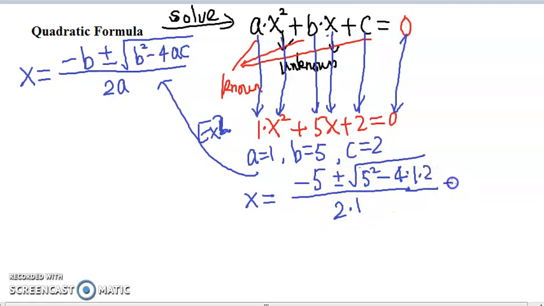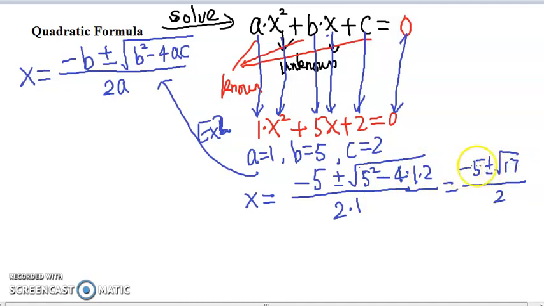But we need to simplify this. So the bottom, 2 times 1 is just 2. But on the top, there's a negative 5 plus or minus. Under the square root, we have 5 squared, 25. Minus 4 times 1 times 2, it's 8. So 25 minus 8, that gives us 17 under the square root.